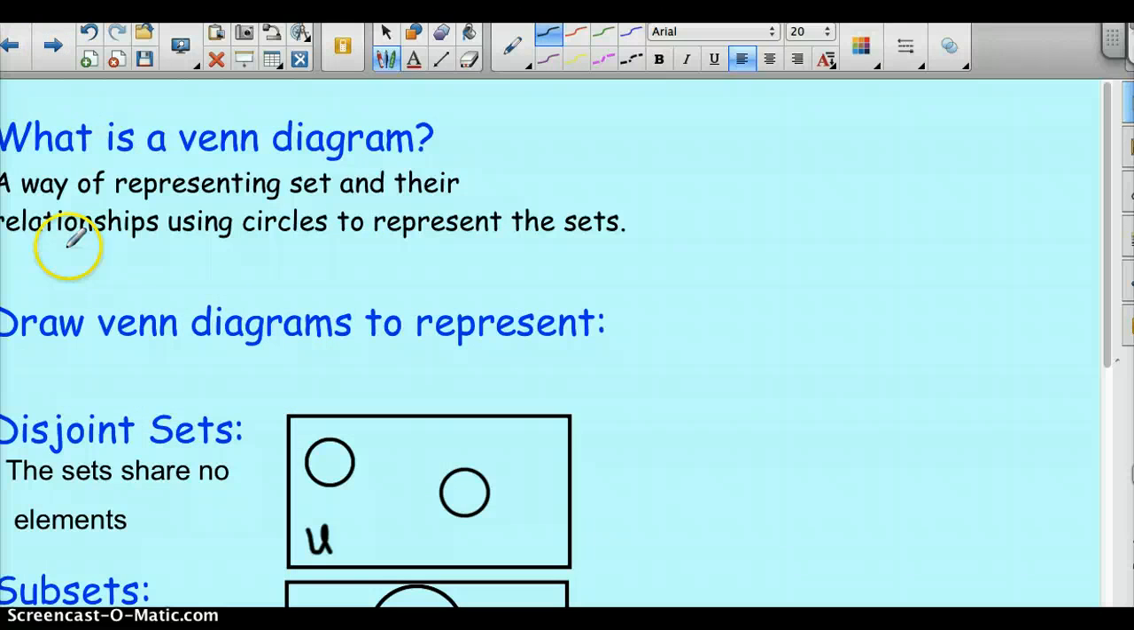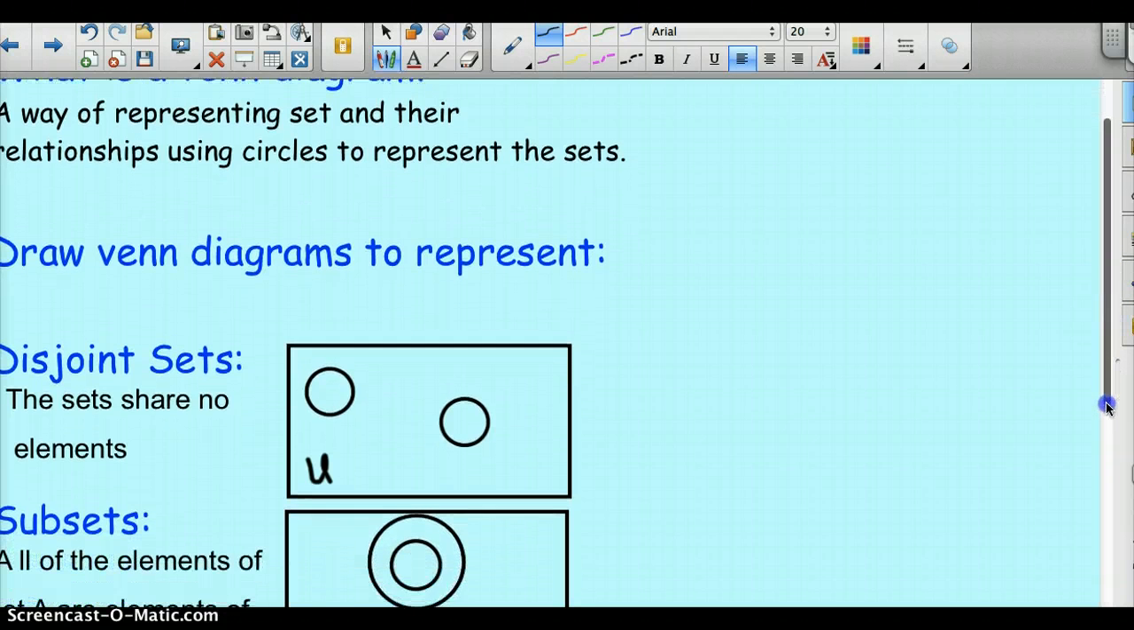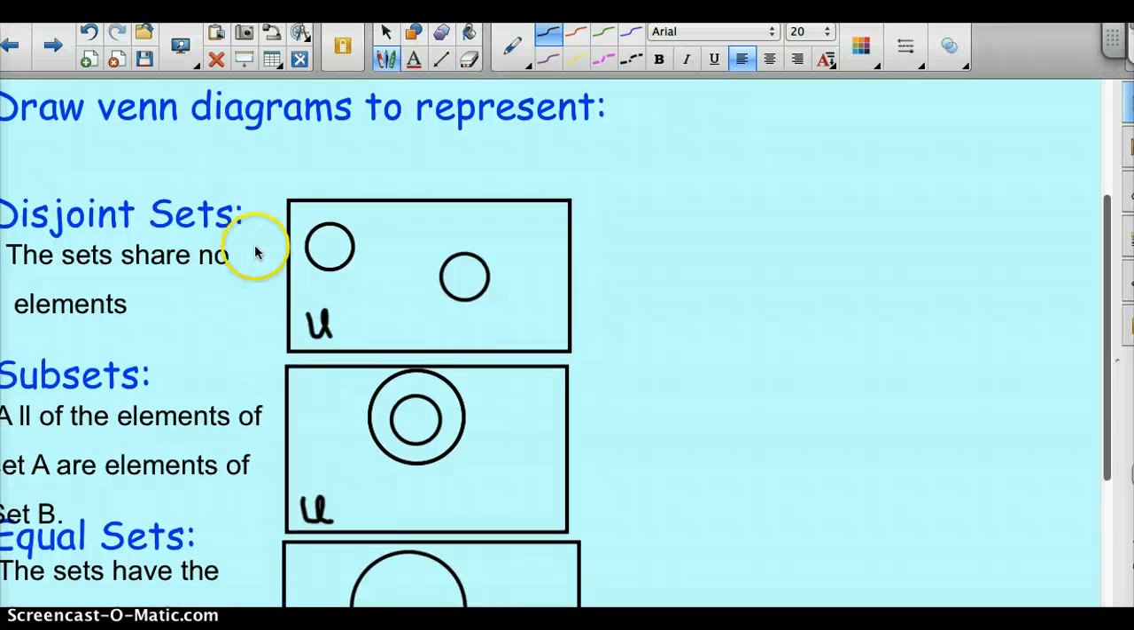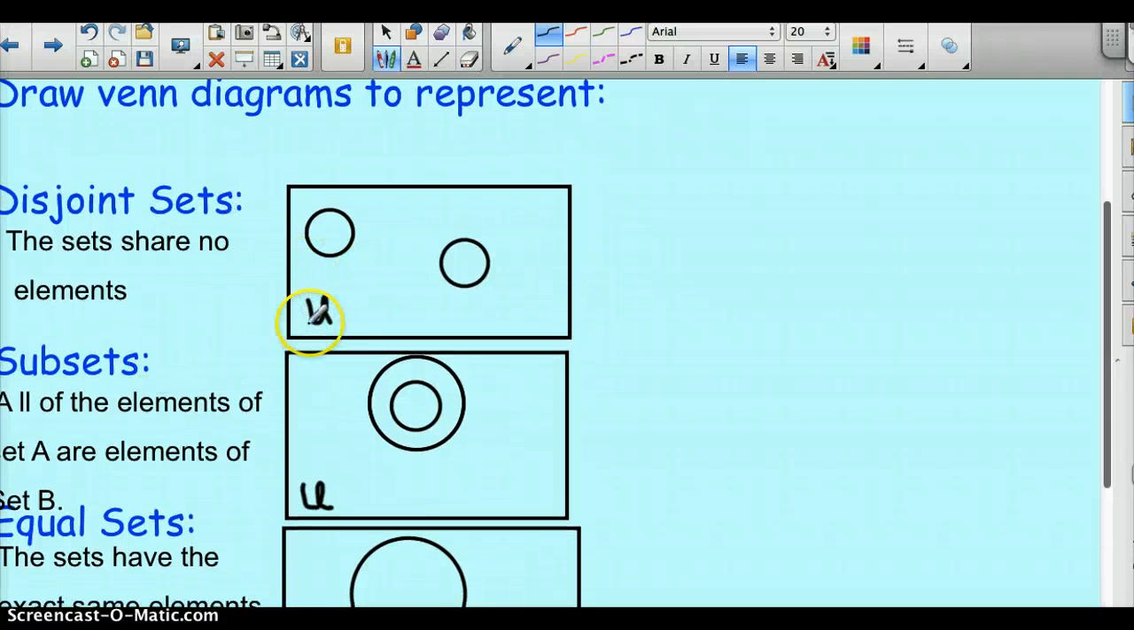Starting off, what is a Venn diagram? Basically, a Venn diagram is a way of representing a set as well as the relationships among sets using circles. There are different types of sets we're going to be talking about here, and I'm using Venn diagrams down here to help you understand them. First of all, the box around every one of these Venn diagrams has a U in the corner that indicates it's the universal set. That's all the elements for all the discussion going on here. Now you'll see two circles in each one of these.